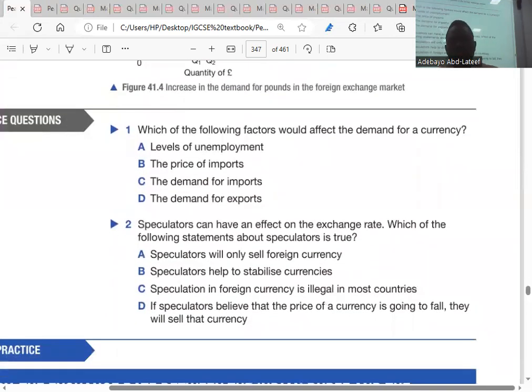Yeah, they said, which of the following factors would affect the demand for a currency? It's D. What would affect the demand for a currency? Demand for export. Why would countries need your currency? They need your currency because they want to buy from you. That means you are doing more export. So it is the demand for export.